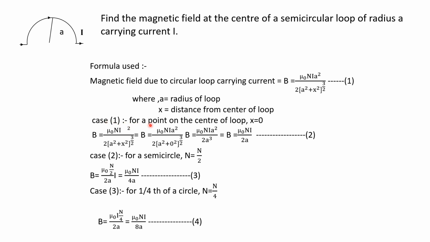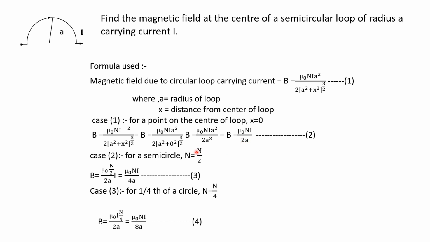Case 1, for a point on the center of the loop, X is equal to 0. Now the equation becomes mu 0 N I by 2 into A square. Here distance X we can put 0. So now we have 2A square raised to 3 by 2, or 2A cube. On cancelling we get B equal to mu 0 N I by 2A. So this is the equation for magnetic field at the center of a circular loop.